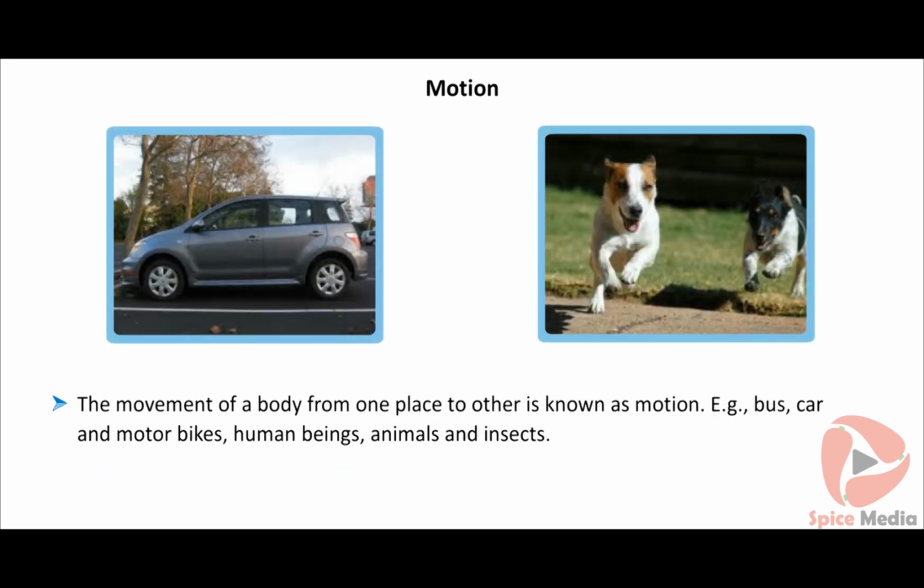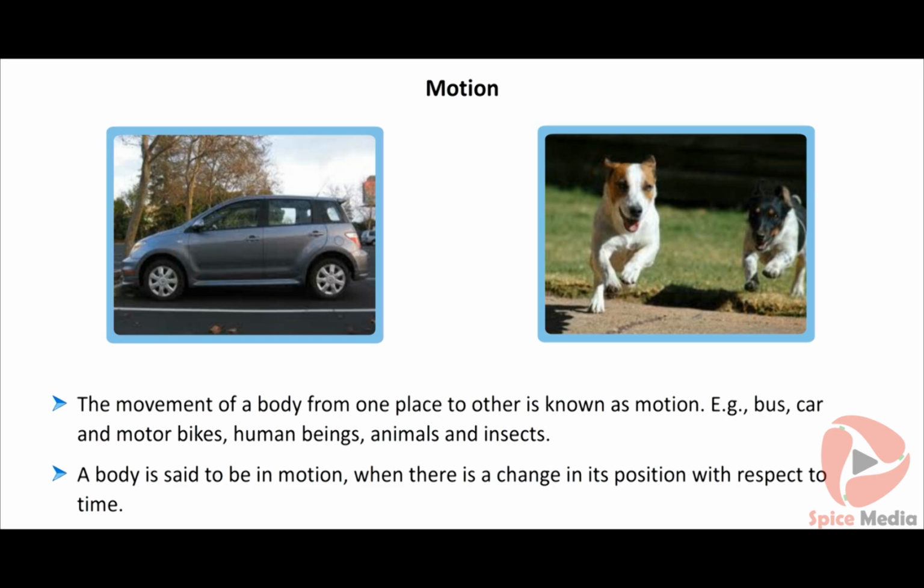The movement of a body from one place to the other is generally known as motion. Vehicles like bus, car and motorbikes, human beings, animals and insects are some examples for moving objects. Therefore, a body is said to be in motion when there is a change in its position with respect to time.